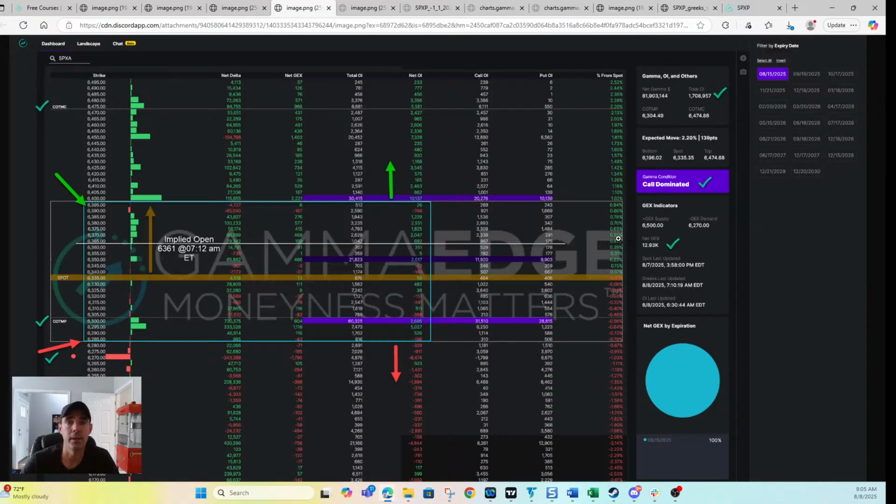So again, call dominated above and below spot price as we head into the monthly OPEX. Again, a pullback to 6285, 6290 will be key. We got down towards 6,300 yesterday on that lower level of our drunken sailor range, and then saw a bounce off of that. So levels to the downside, 6270 also we'll be watching for supportive type action, at least on the SPXA.